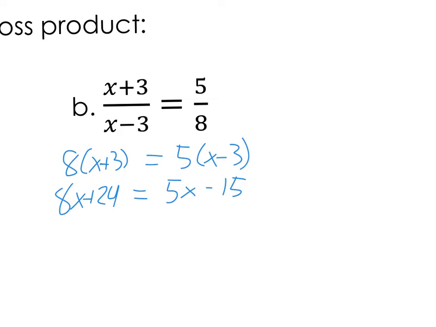Move our variables and our constants around to combine like terms. 3x must equal negative 39. x must equal negative 39 over 3, which equals negative 13.